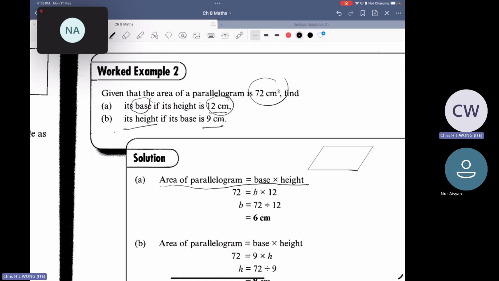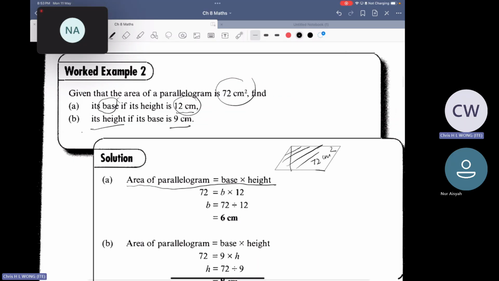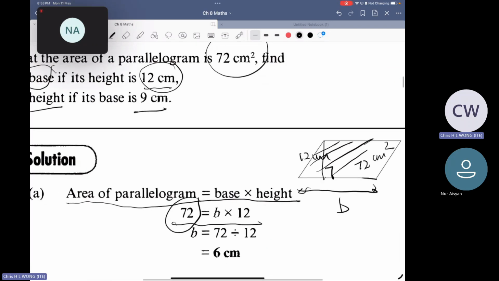Okay. So the area is given to you now, 72 cm square. I give you the base, I give you the height. The height is from here to here, height is 12 cm. You're supposed to find the base. So use this formula, area. Area is 72, base you don't know, but you're supposed to find the base, right? I give you the height, so just use the formula.